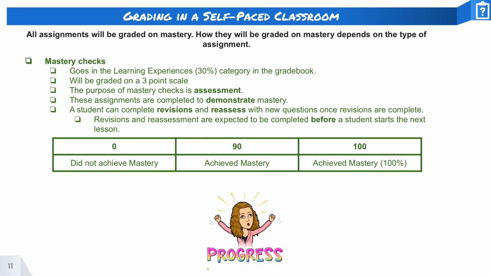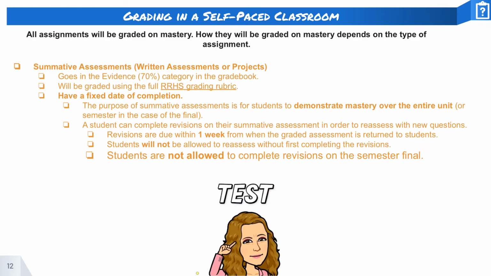So how are things graded? Mastery checks go in the learning experience 30% category. They'll be graded on a 3-point scale. Either you did not achieve mastery, you earned a 90% and achieved mastery, or you earned 100% and you achieved mastery. But you can repeat the mastery checks. Every single student and every single lesson should have a 90 or 100 in the gradebook because they are able to go back and get that score as many times as they need to reach that mastery and really learn that concept. So there should never be a 0 by the end of the unit in the gradebook for a mastery check. The unit tests go into the evidence of 70% category.